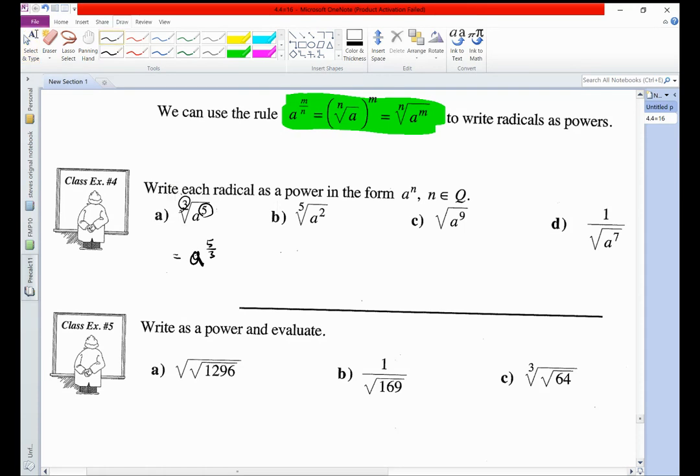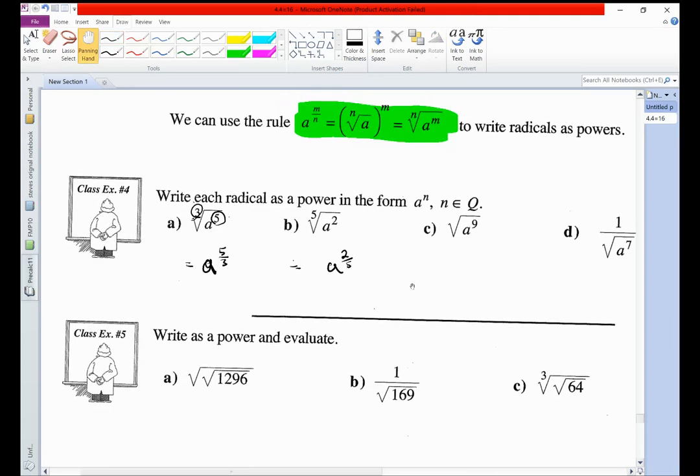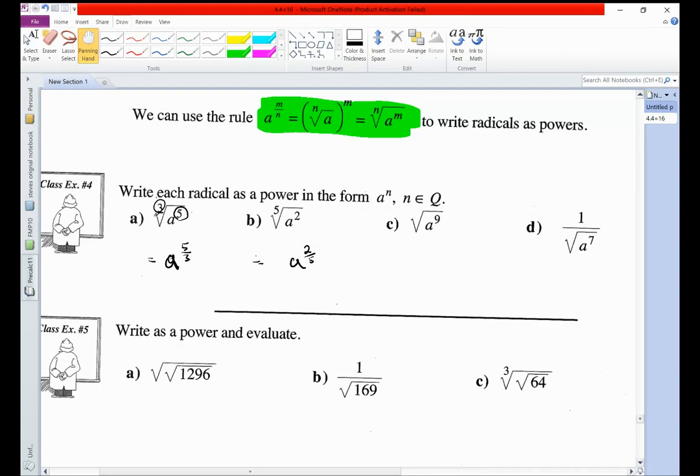And then in this case, again, we have an a. It's the fifth root of a to the power of 2, so a to the power of 2 over 5. Now we have the square root of a to the power of 9, so you can rewrite that as a to the power of 9 over 2, because there is a 2 there.